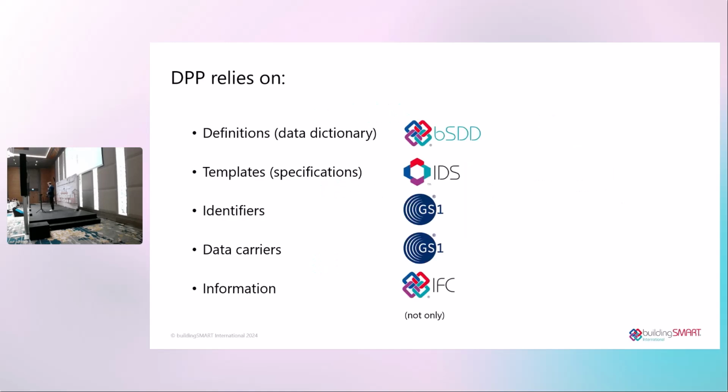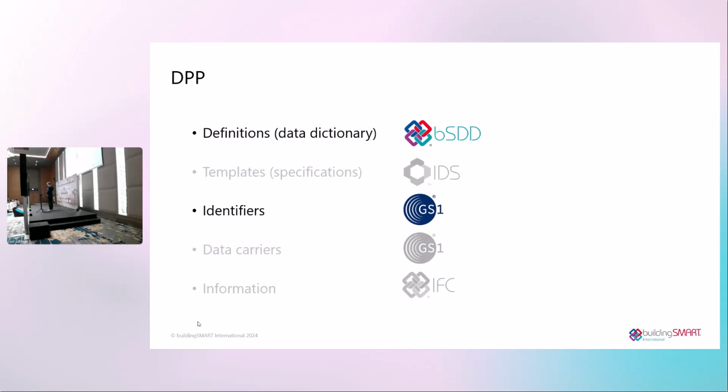So let's have a look at how it all fits together when we talk about digital product passports. Digital product passports rely on many things. Among them are the common definitions, the templates, identifiers, data carriers, and the actual information. On the right-hand side, you have solutions that support it. Those are not the only solutions that can facilitate those needs, but they are the ones that we are talking about today. And let's have a look at how they interact with each other.